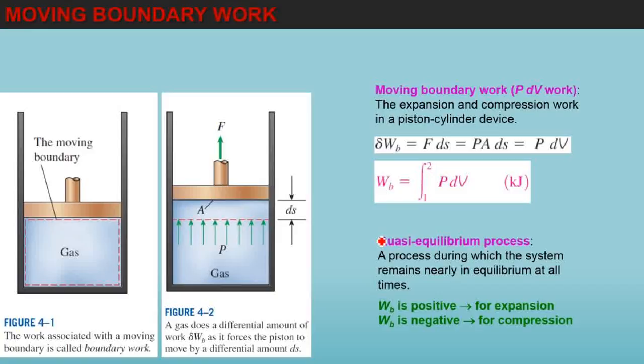Another term that you are going to come across throughout this lecture is quasi-equilibrium process. A quasi-equilibrium process is a process where equilibrium is maintained all the time. It is also worth remembering that WB is positive when it is an expansion and WB is negative when it is a compression. We are going to discuss this using our sign conventions later in this lecture.